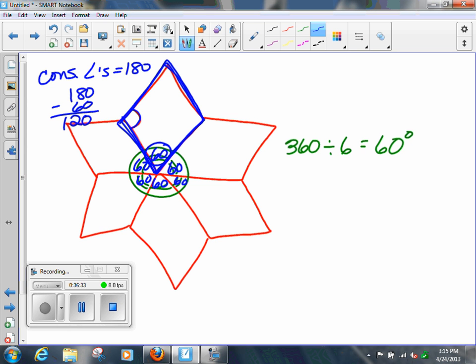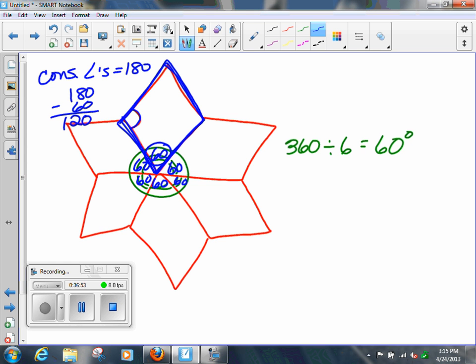Folks, that's the type of parallelogram problem you're going to have on the SOL. That's it, right there. You've got to see and use circles when you can. You know that a circle is 360 degrees. You've known that for a really long time.